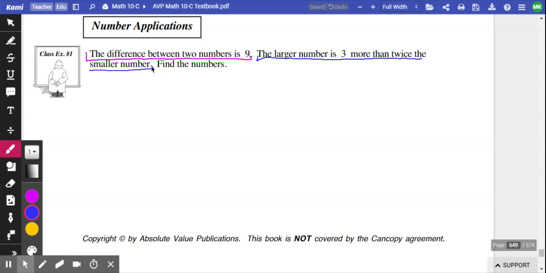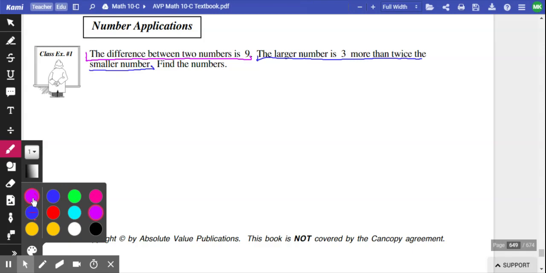If I read the whole question, the difference between two numbers is 9. The larger number is 3 more than twice the smaller number. Find the numbers. Right? Confusing. Hard. Very challenging. I have no idea. If I read it again, but go really slow, and every time I read something mathematical, I build the equation, it's not so bad. So let's read this out.